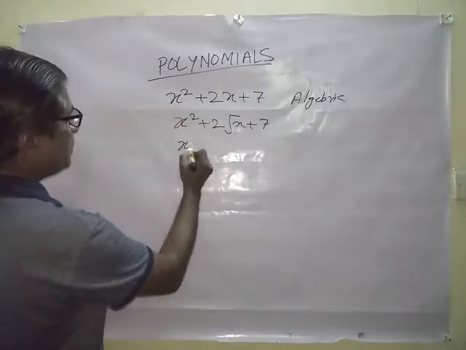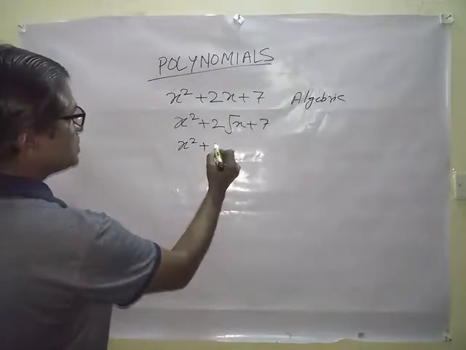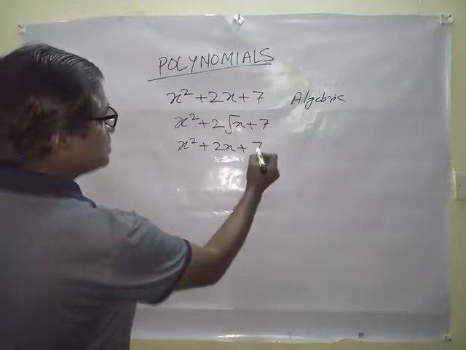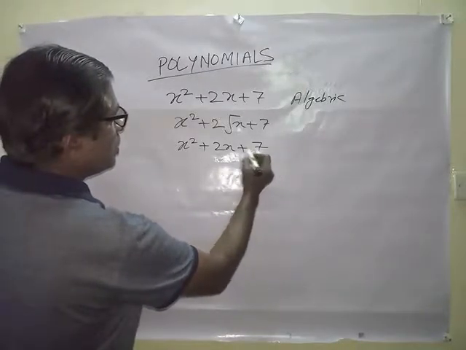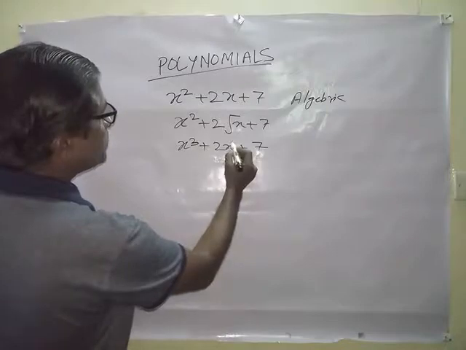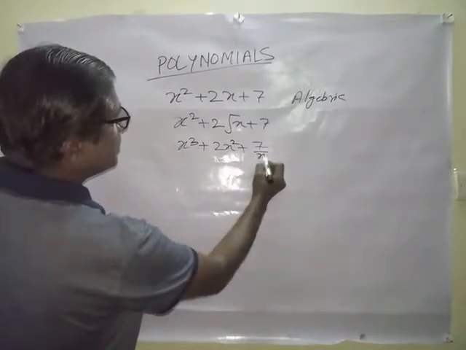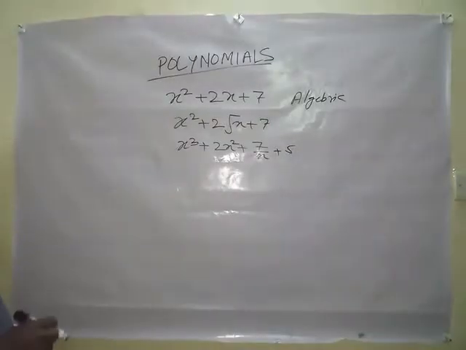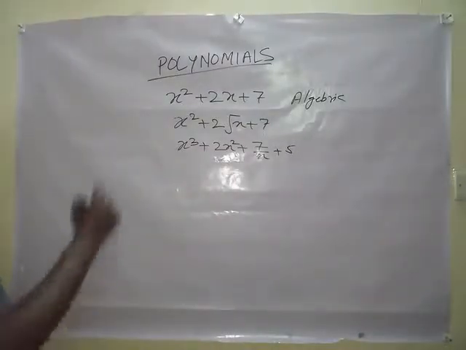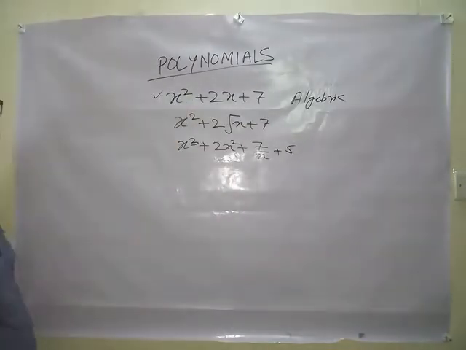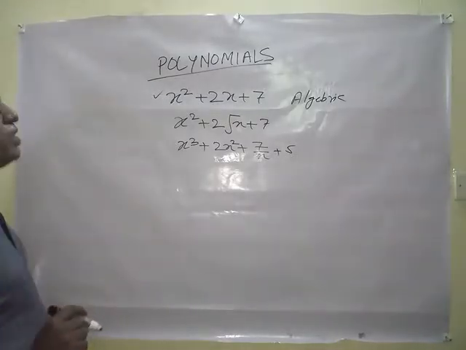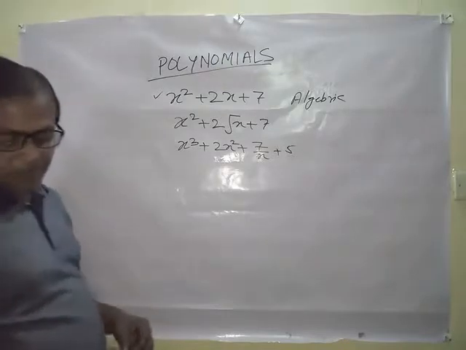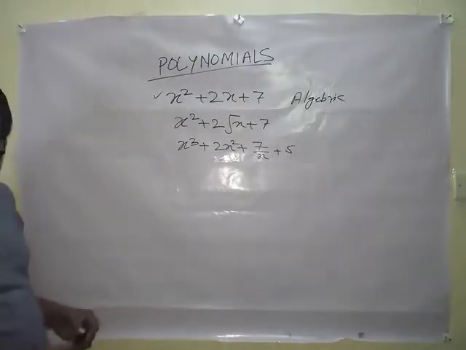Or alternatively, x square plus 2x plus 7, or x cube plus 2x square plus 7 by x plus 5. That is also an algebraic equation. But this algebraic equation is a polynomial also. But these algebraic equations are not polynomials. I'll tell you why.